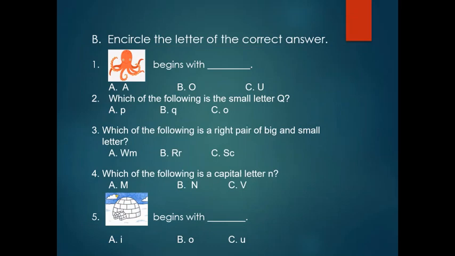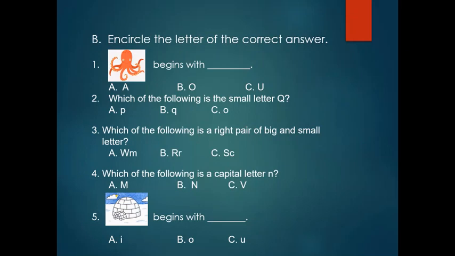Letter B. Encircle the letter of the correct answer. Number 1. Octopus begins with blank. Letter A, A. Letter B, O. Letter C, U. Number 2. Which of the following is the small letter Q? The one in letter A, the one in letter B, or the one in letter C?